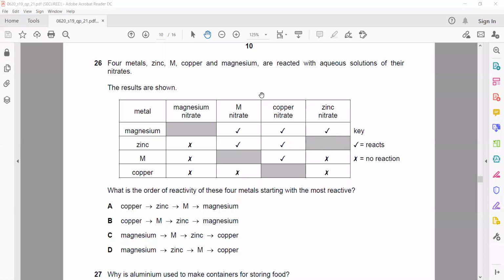So D is the right answer because magnesium is able to displace all of them. So magnesium is more reactive. So either C or D can be the answer. But when we check zinc, zinc is not able to displace magnesium, and M is not able to displace zinc. So it means that zinc will be more reactive as compared to M.